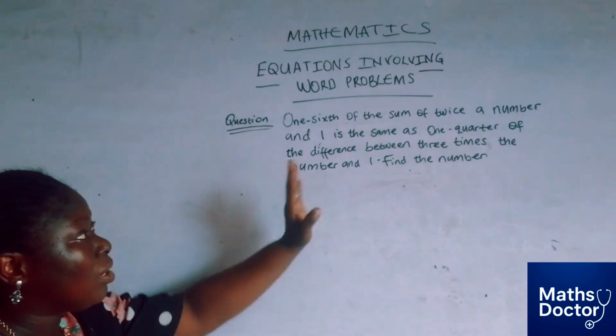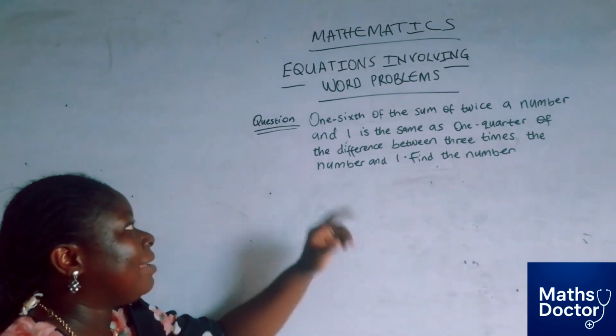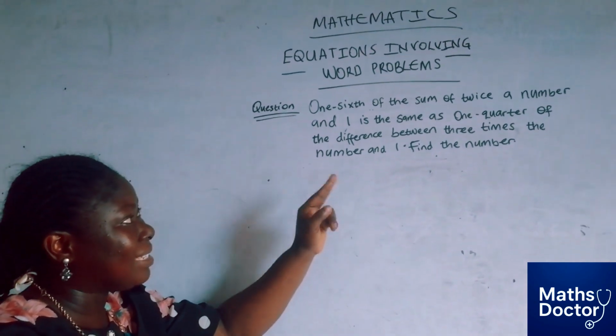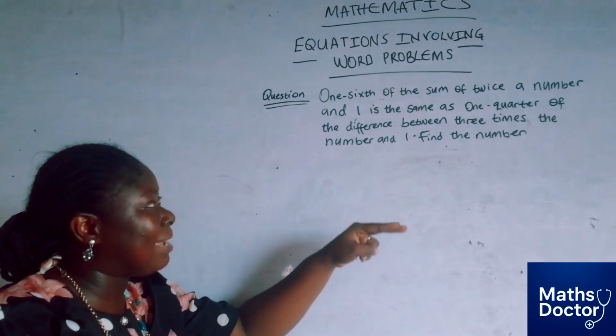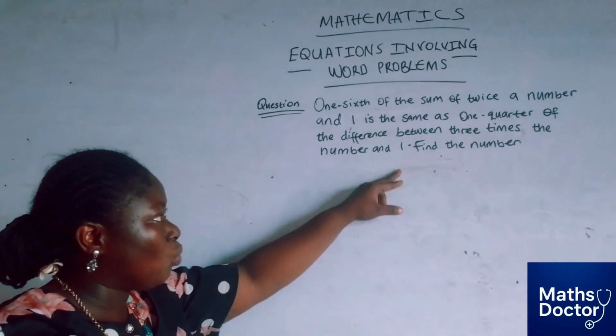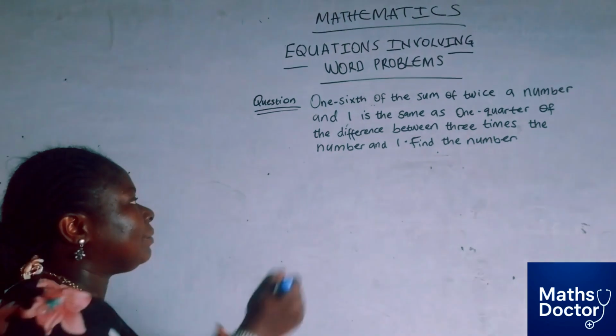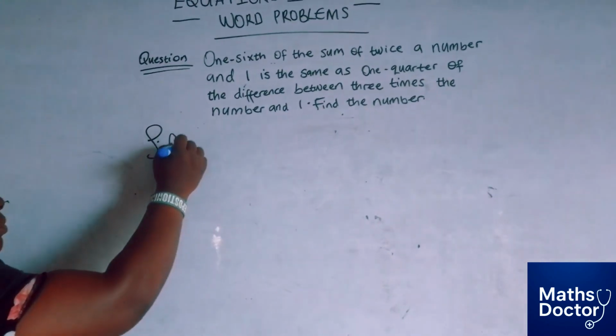1/6 of the sum of twice a number and 1 is the same as 1/4 of the difference between 3 times the number and 1. Find the number. Solution.